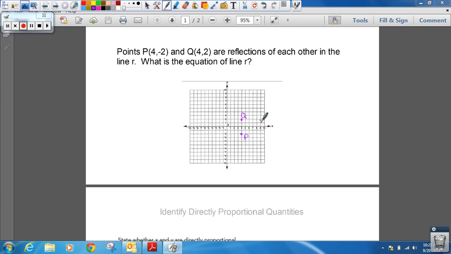Remember, they have to be the same distance from the line of reflection. Well, this is 2 up from the x-axis, and this is 2 down from the x-axis. So that means the x-axis is our line of reflection. Since it asks for the equation of the line R, which is our line of reflection, the equation would be y equals 0, because nowhere on the x-axis did you go up or down at all.